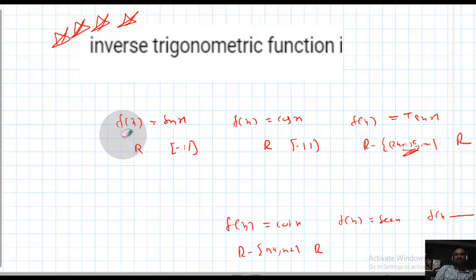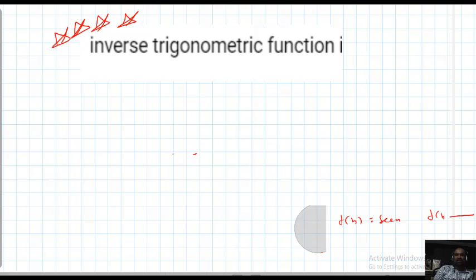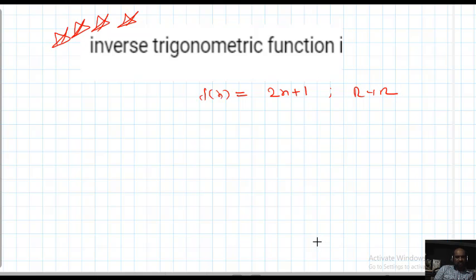What are the basic inverse trigonometrical functions? That is an important thing. Students, listen. f of x is given as 2x plus 1, a function defined from R to R. What is f inverse of x? What is the meaning of this? What is the inverse rule for the inverse function for this?